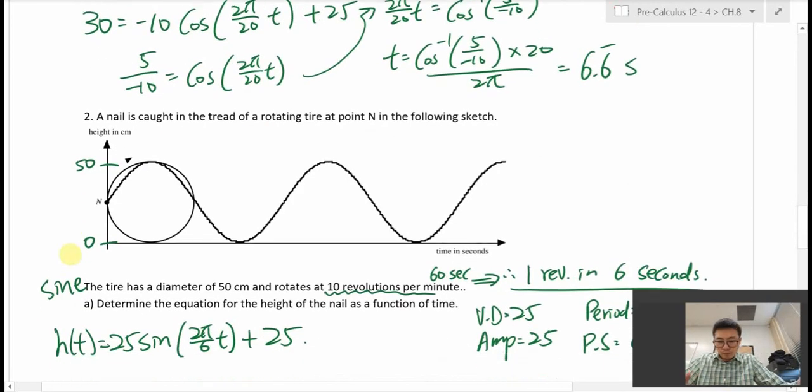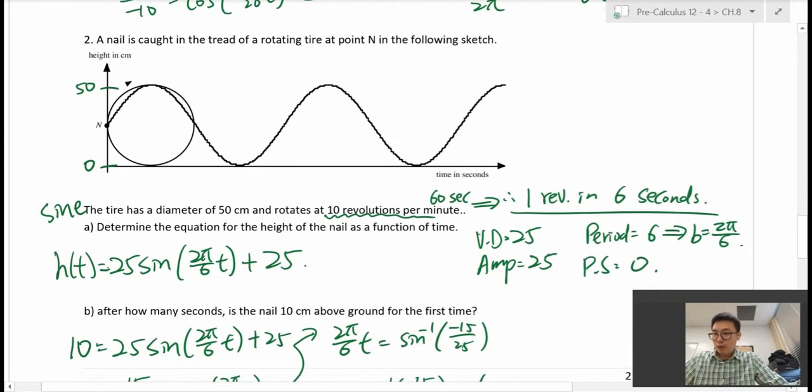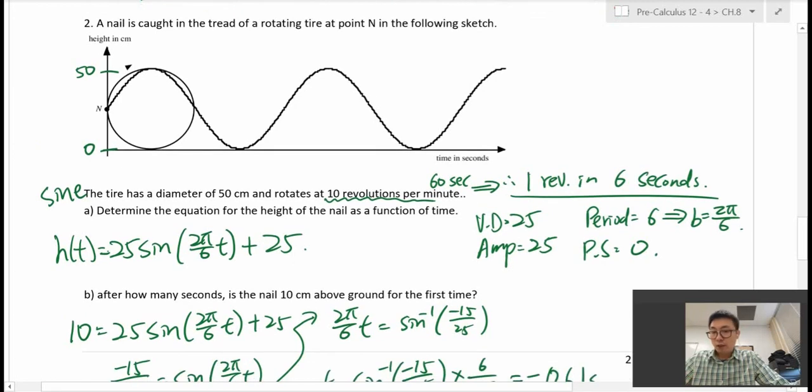Okay. Moving on to the next practice question here. It says a nail is caught in the tread of a rotating tire at point N in the following sketch. So here's N. We're writing a sine graph. So that's perfect because that's the center line, right? That's in the middle. So we know we're going to have a positive sine graph because it goes up first. So now we just need to find the vertical displacement. Well, again, vertical displacement is the center line, which is the average of the max and min. Since the minimum is 0, the maximum is 50, the vertical displacement, which is halfway, is 25. Amplitude is max minus center line, so 50 minus 25 is 25.